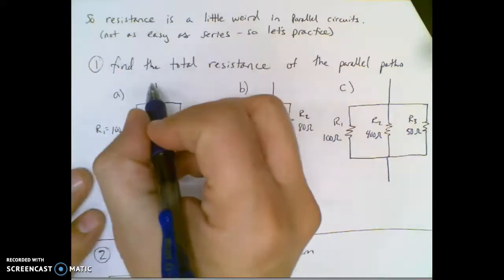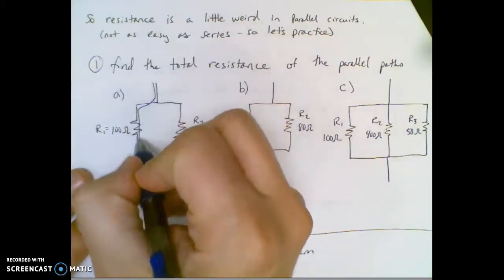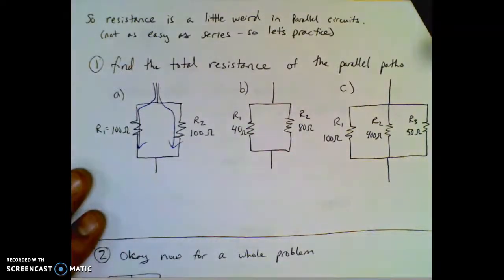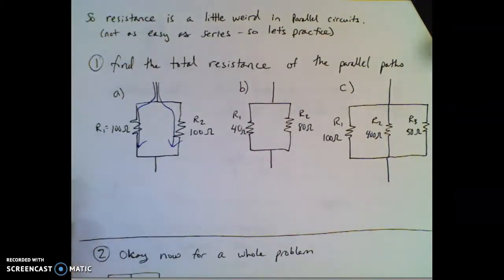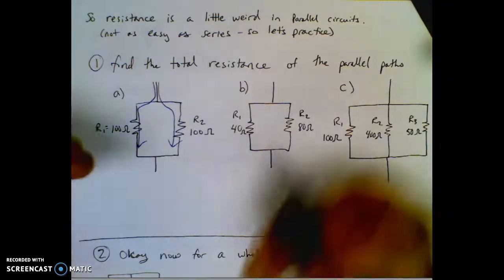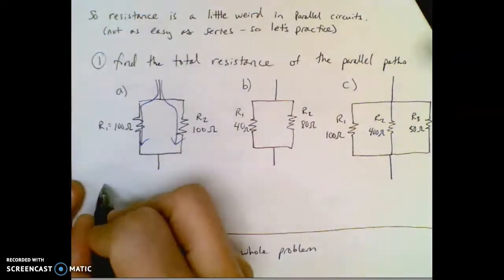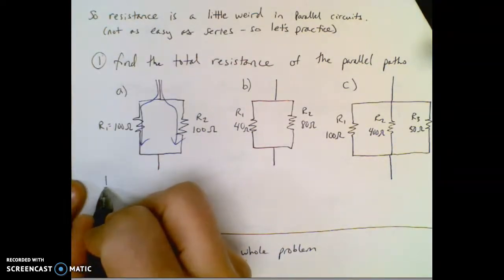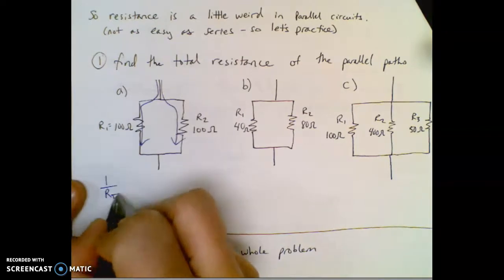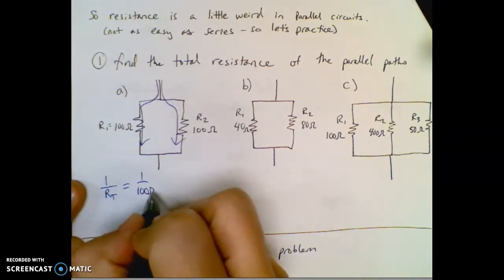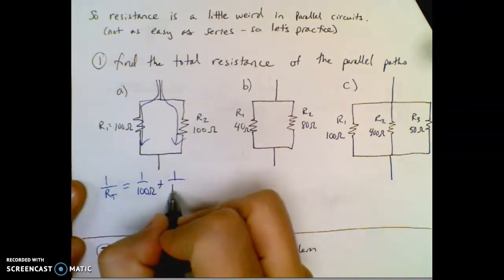But what you have going on here is some of the current gets to decide to go down this path, and some of the current gets to go down that path. So it actually lowers your total resistance. It's not running through both of the resistors. It's kind of choosing one or the other. And the way you figure it out is with that formula. 1 over total resistance equals 1 over resistor 1, which is 100 ohms, plus 1 over resistor 2.